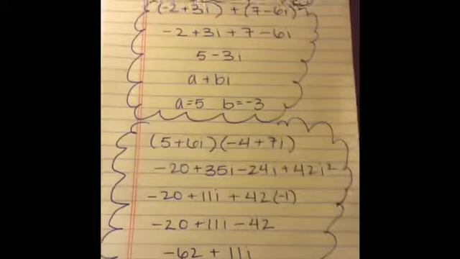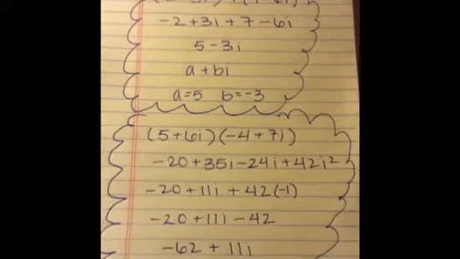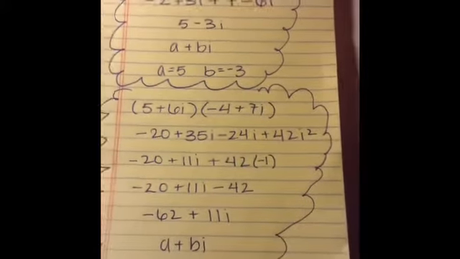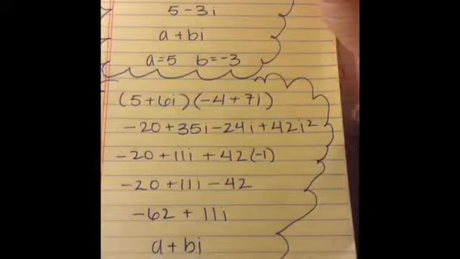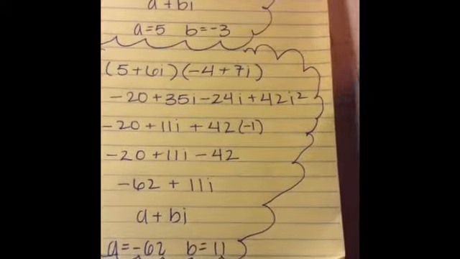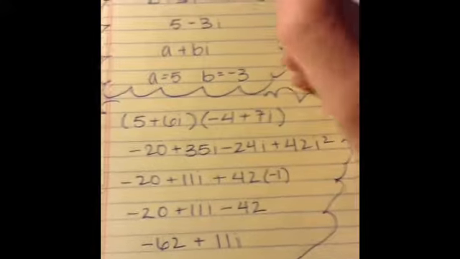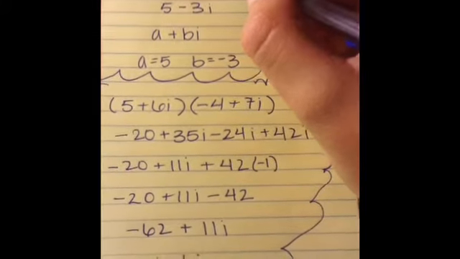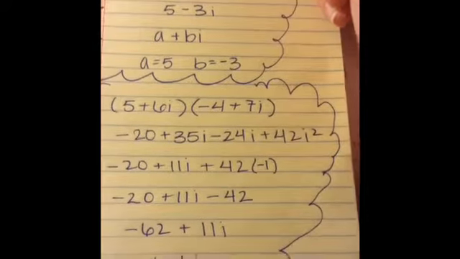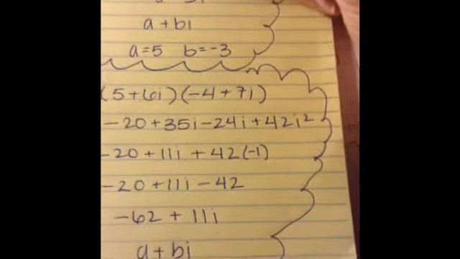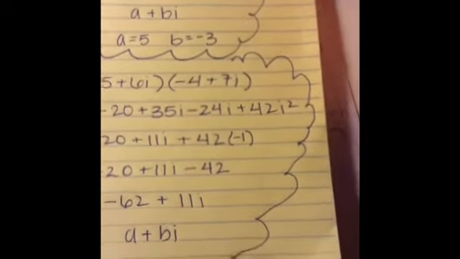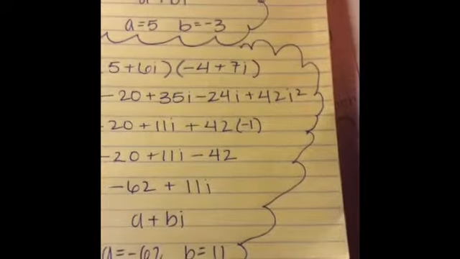Okay, so for imaginary numbers, you basically just distribute. If you're using addition or subtraction, you would distribute the positive or negative sign to these two. So if we distribute, the equation then becomes negative 2 plus 3i plus 7 minus 6i, because a positive plus a negative is still a negative.